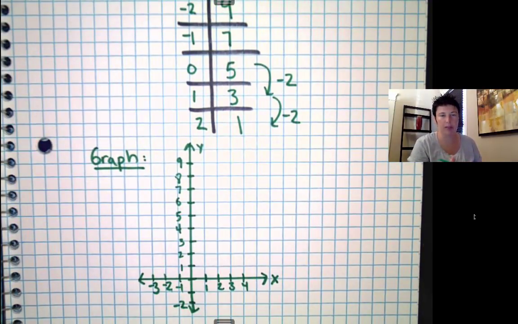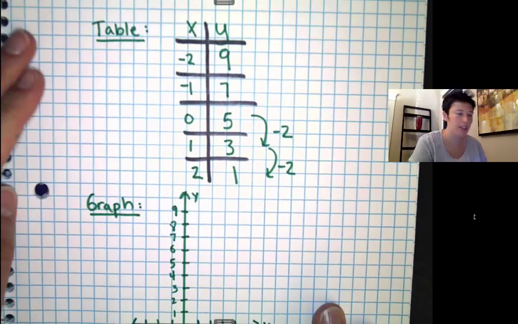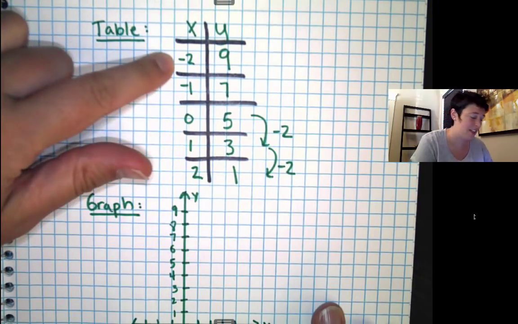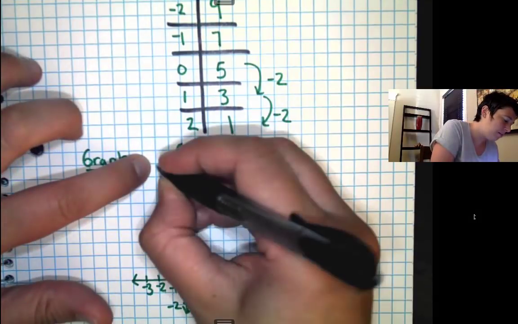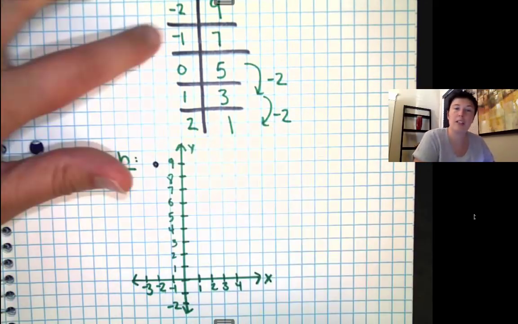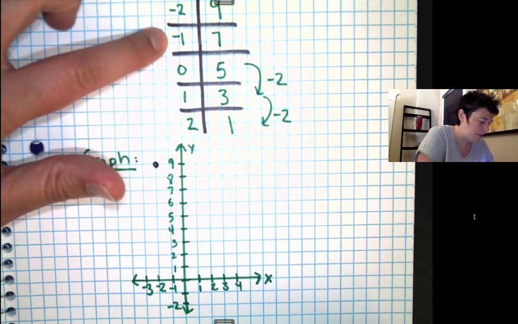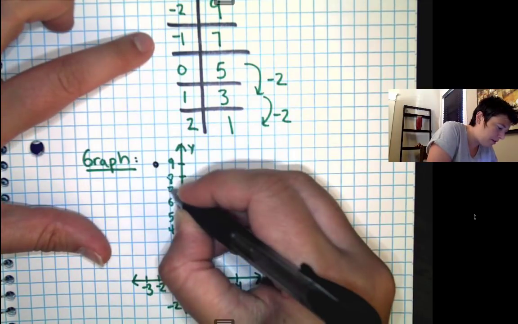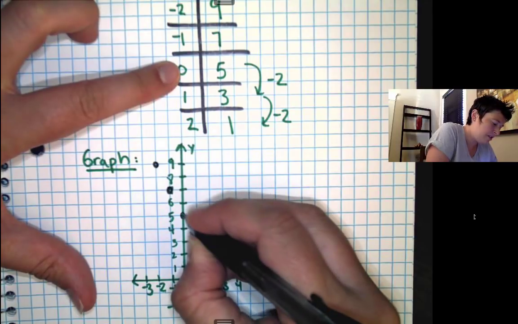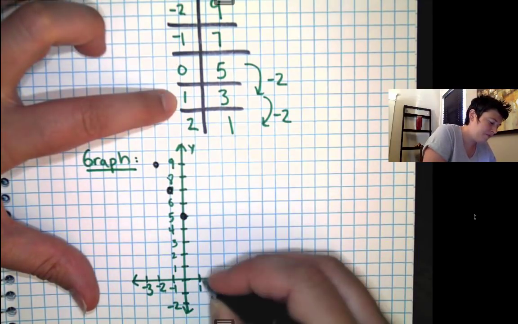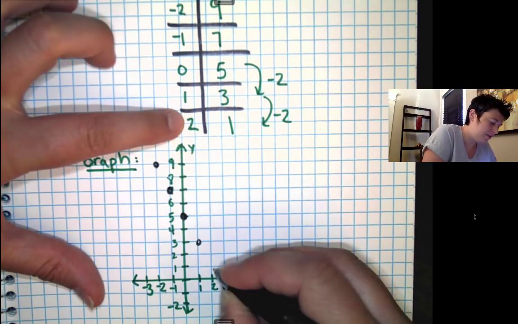Okay, all right, let's plot some points. So going to our table up here, it looks like our first point is at negative 2 and 9. So I'm going to go to negative 2 down here, and I'm going to go up to 9 and plot a point. Then the next one looks like it's at negative 1 and 7, so negative 1 and 7. And then 0, 5, that's our B value. 1, 3, and 2, 1.